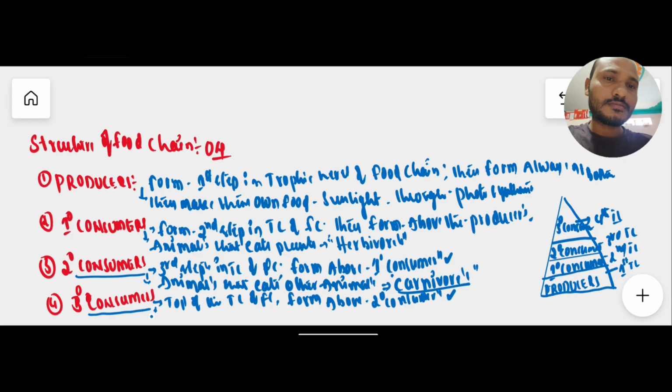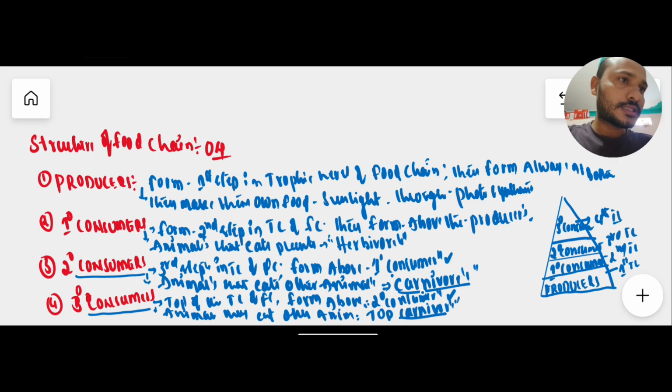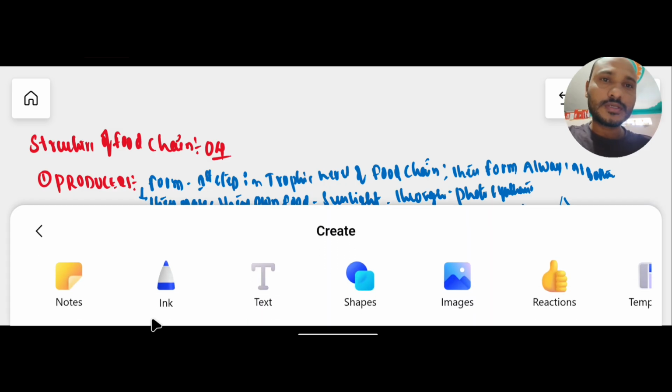Here in tertiary consumers, also, animals that eat other animals. Such animals we can call carnivores, but here we use the term top carnivores. It means these top carnivores won't be eaten by any other animals unless it is their natural death. They are placed at the top position. For example, a lion. This lion won't be eaten by any other animals. Hence they are called top carnivores. So likewise, there are four important structures of the food chain.